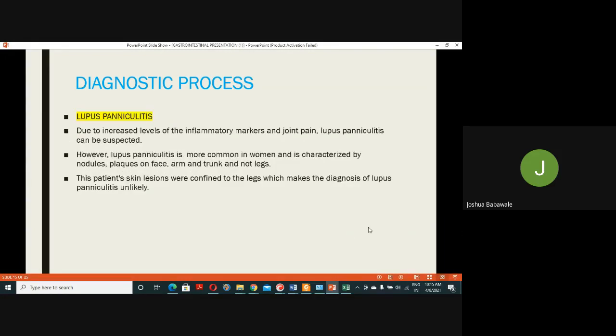Second, is it due to lupus panniculitis? Because the patient's inflammatory markers were elevated, such as the erythrocyte sedimentation rate and CRP, we could suspect lupus. But in this case, lupus is common in women and is characterized by nodules and plaques on the face, arms, and trunk, and not legs. In this case, the patient's skin lesions were confined to the legs, so we could exclude lupus panniculitis as also not a likely diagnosis in this case. Next slide, please.